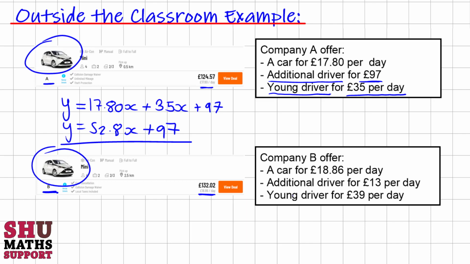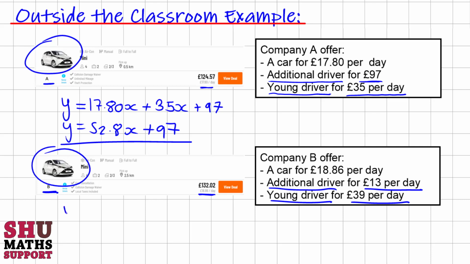Then after doing a bit of digging, the additional driver cost was £13 per day, so there wasn't a fixed rate, that did vary. And then the young person's charge was a little bit more at £39 per day. Now the reason why I was interested in this deal is because the additional driver charge wasn't a fixed rate, it was per day at a much lower rate. So it could work out cheaper if we go with this deal.